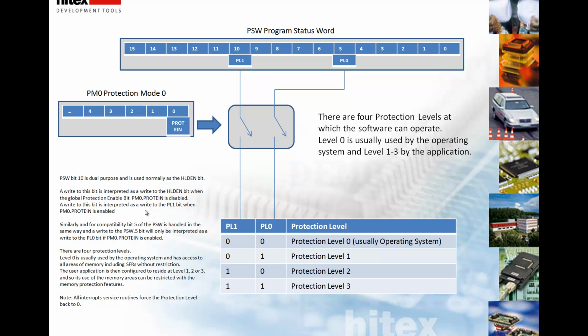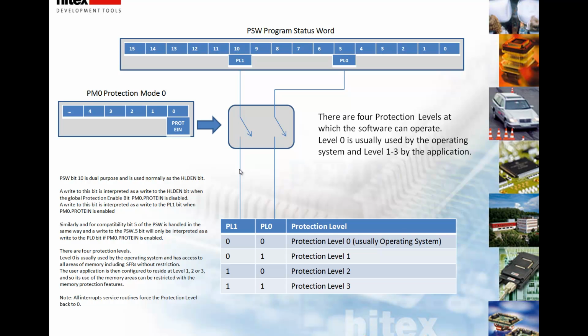Now bit 5 and bit 10 can be directly manipulated as the user has direct access to the program status word. However, this is not particularly desirable, as direct manipulation of the bits causes an automatic change in the protection level. So for example, if bit 5 and bit 10 are set to 0, and we were to change bit 10 to a 1, to effectively enable protection level 2, as soon as we've written that 1 to that bit, that protection becomes enabled, and it may well be that we're executing code in an area of memory which protection level 2 doesn't allow us to execute code from.